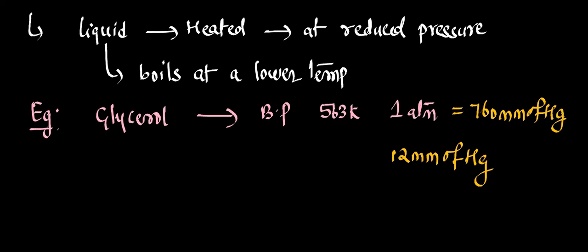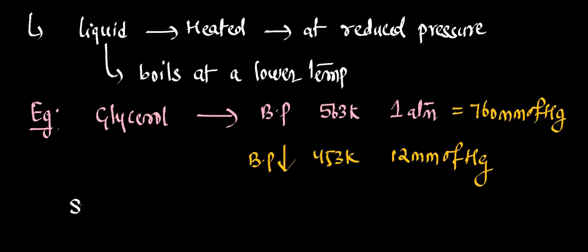Now we are bringing a change in pressure. We are lowering the pressure to 12 mm of Hg. Now at this pressure, the boiling point of the glycerol will be 453 Kelvin. Now the boiling point is lowered. Now the glycerol will boil at 453 Kelvin itself. We collect the vapors, we cool the vapors, and then we collect it in the form of distillate.